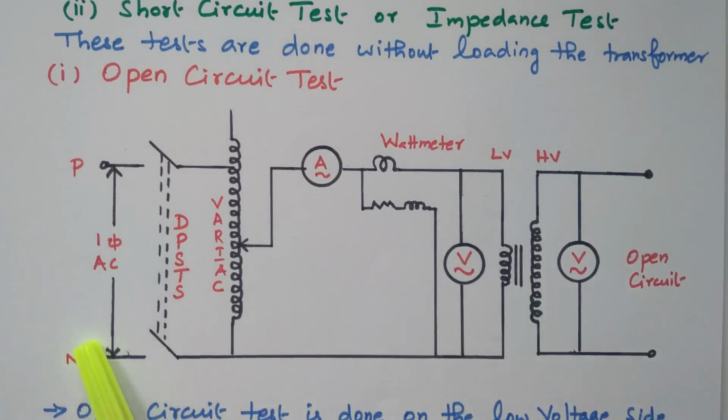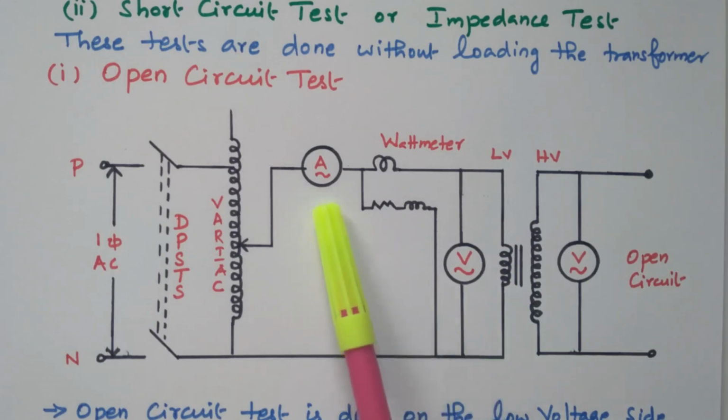Now the supply is given to the primary winding by closing the DPST switch. By varying the variac, the rated voltage is applied to the primary winding. So now the rated voltage is given to the primary. The secondary is kept open, so there is no current flow in the secondary, but only the no load current I0 will flow through the primary, because with the secondary open there is no possibility of any load current. So the current flowing in the primary is very small, and that is called the no load current.